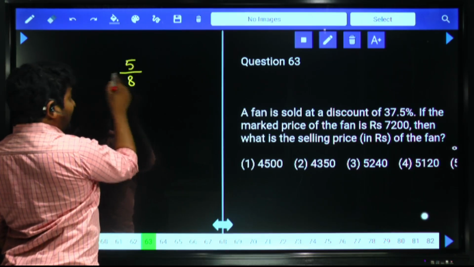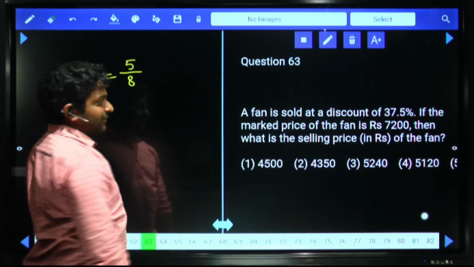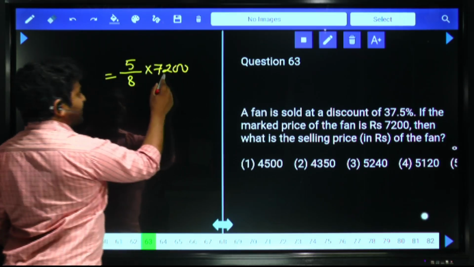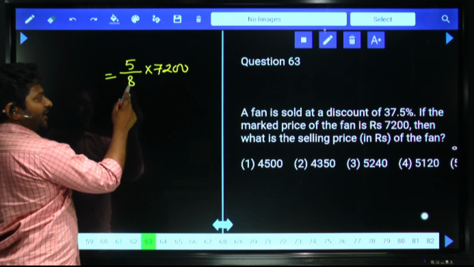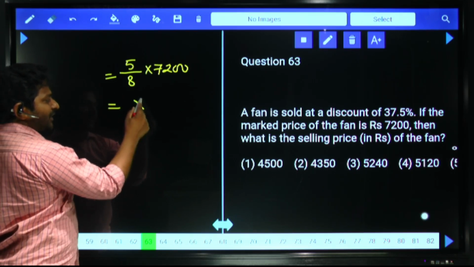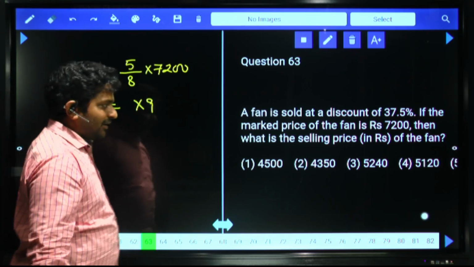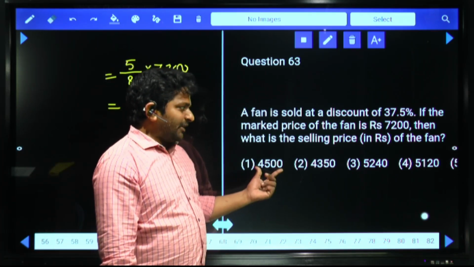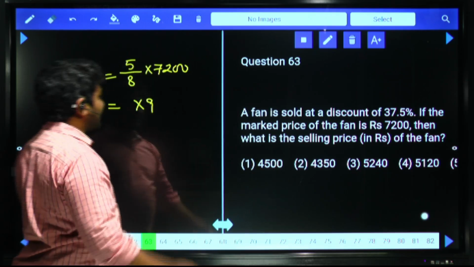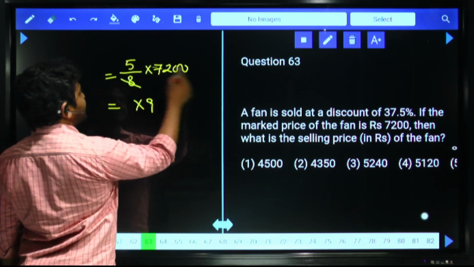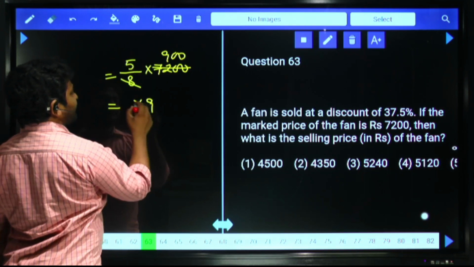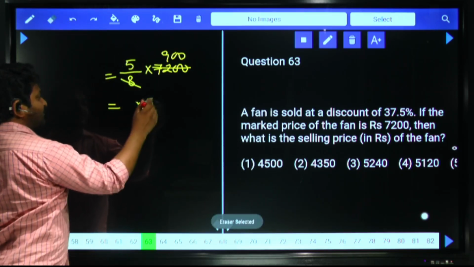So we are selling it at 5/8 of the value. 5/8 of what? 7,200. Now, first of all, this is a 9 multiple, and in the denominator you don't have a 9 multiple, so your answer must be a 9 multiple. How many 9 multiples are there? There is only one 9 multiple, 4,500. That's the final answer. Otherwise, calculate 8 into 900 times 5. So the answer is 4,500.